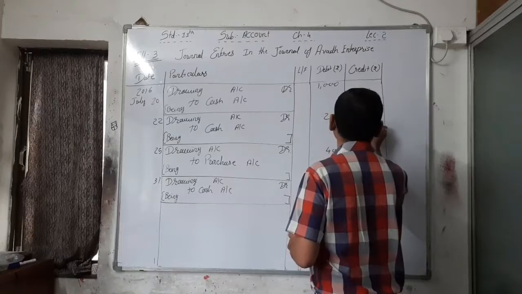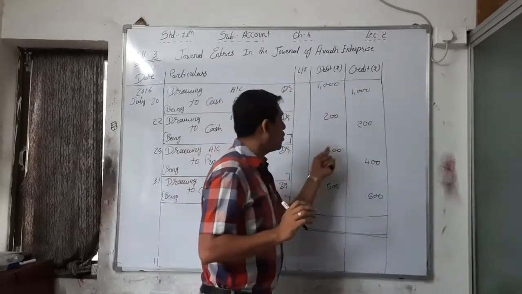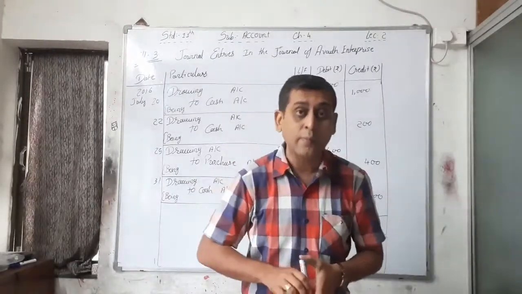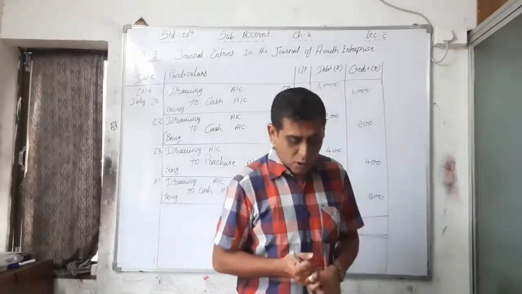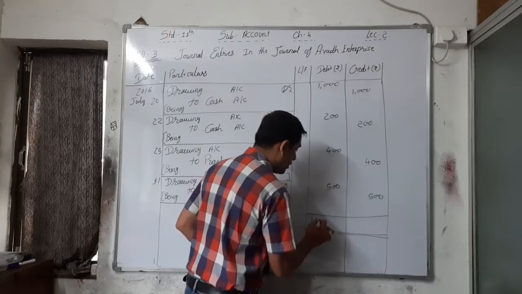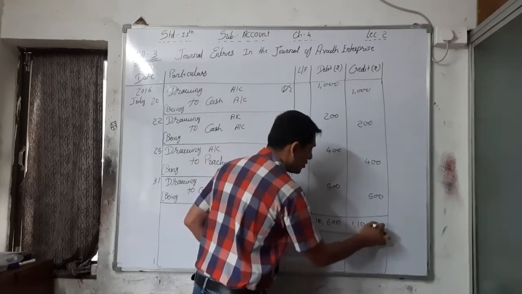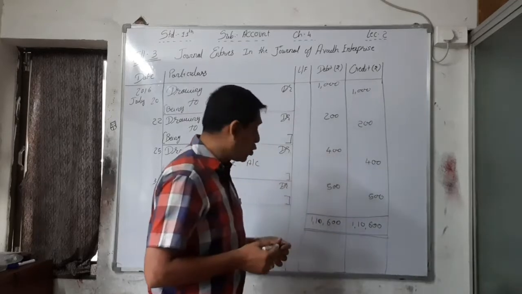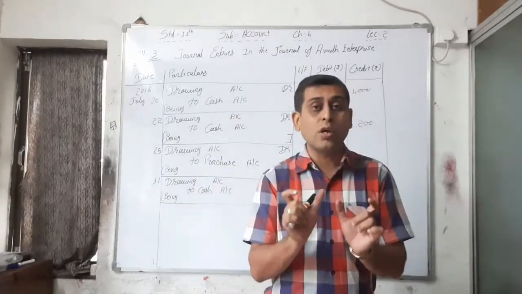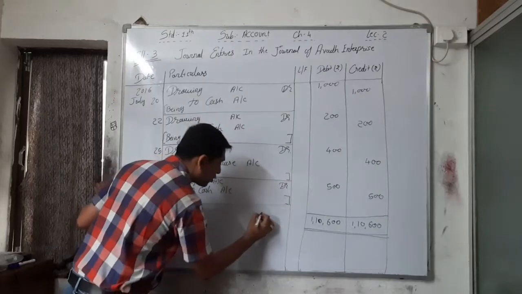See, 1000, 1000, 200, 200, 400, 400, 500, 500, all debit amounts are the same as credit amounts. That's why the total is also the same. See, the total is 1,10,600. Again here the total is 1,10,600. And why these two lines under that? It will show that the total is tallied, right? And here we have to write total also.